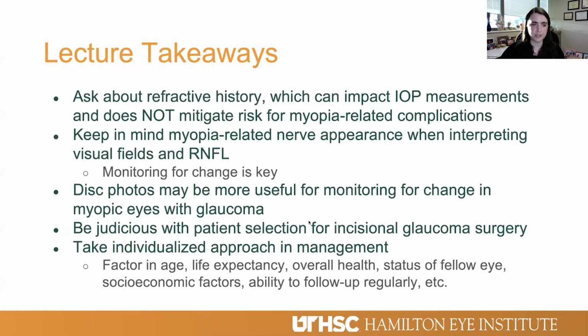Now, I also want you all to keep in mind the myopia-related nerve appearance when interpreting visual fields and RNFL scans. Really, the key is monitoring for change. Okay, so you don't expect to get progressive myopic nerve changes in a patient because, if they were born that way, it shouldn't progress. So really, you can repeat these testings, and if there's change, that's suggestive of glaucoma. So if in doubt, pump the brakes, don't treat, but just observe and watch the patient.